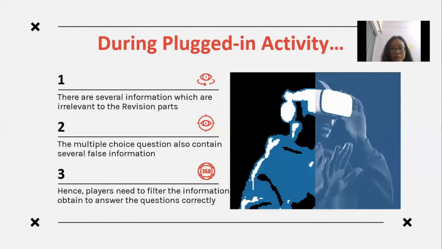But during the plug-in activities, there is some information which is irrelevant to the revision part, and the multiple choice question also contains several pieces of false information. Hence, players have applied the abstraction computational thinking skill, which is that they have to filter the information to answer the question correctly.